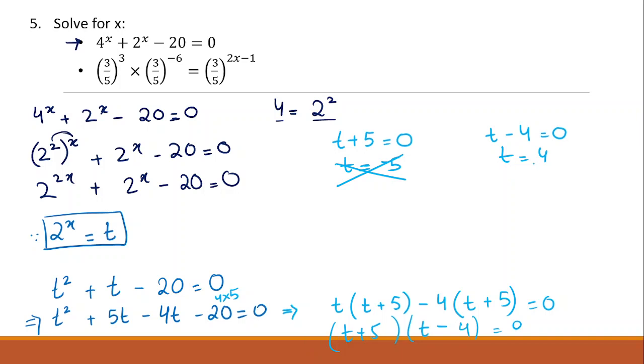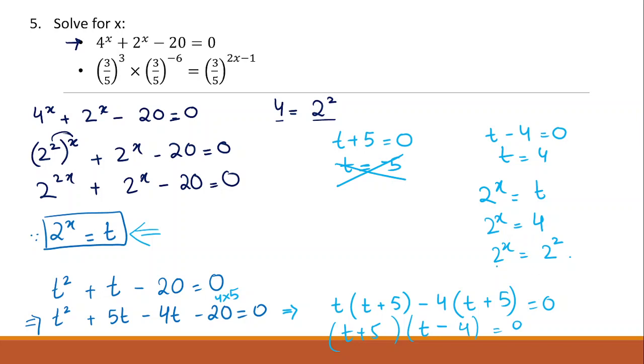So t equals positive 4. If you see here, 2 to the power x equals t, we can just replace t with 4, so we can write 2 to the power x equals 4. Similarly, you can say 2 to the power x equals 2 to the power 2, right? Because 2 to the power 2 is basically the same as 4.